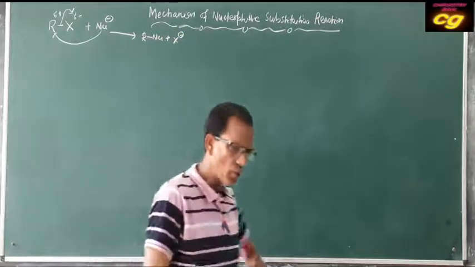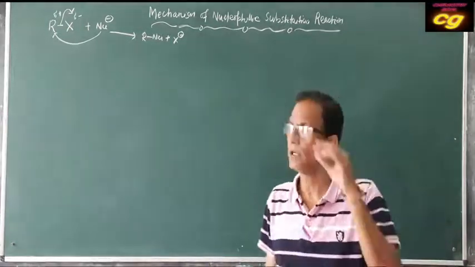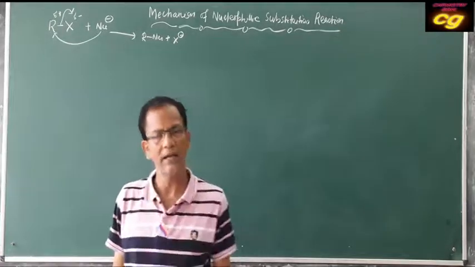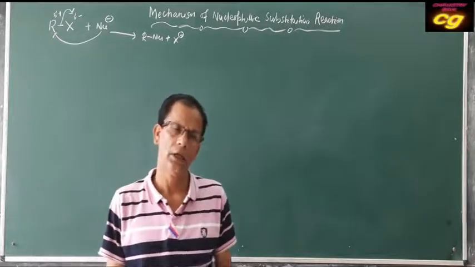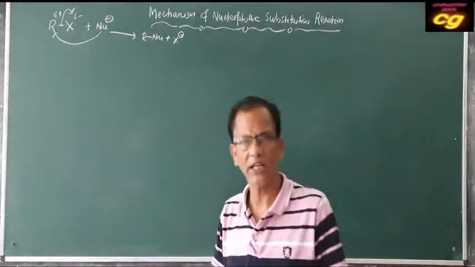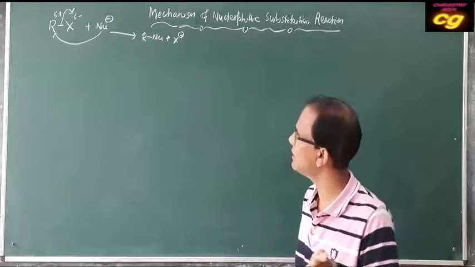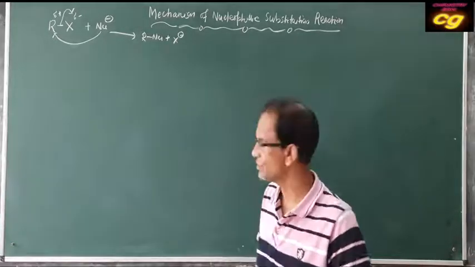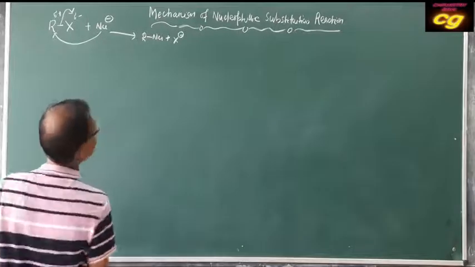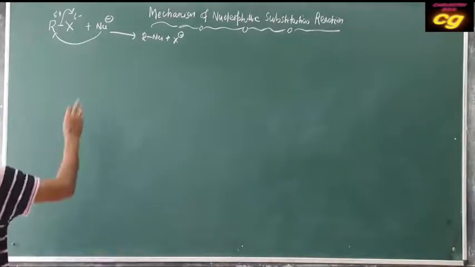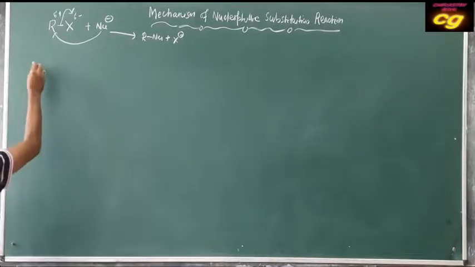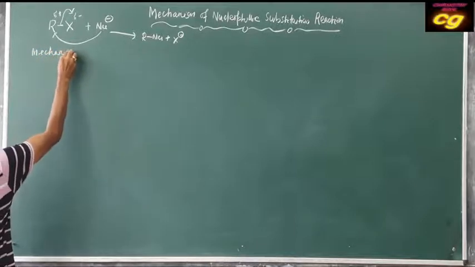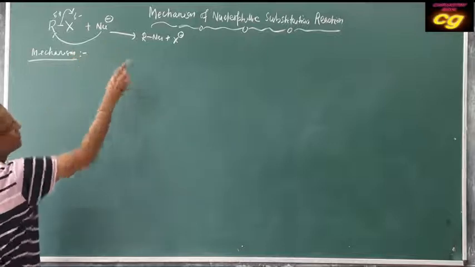But what are the steps involved in the nucleophilic substitution reaction? The nucleophile attacks the carbon atom of haloalkane because carbon carries a partial positive charge. But what is the procedure for the nucleophile attacking the carbon atom? Let us discuss. It is observed that nucleophilic substitution reaction can generally be explained by two mechanisms. Mechanism of nucleophilic substitution reaction.